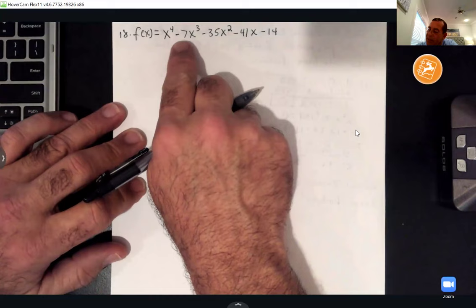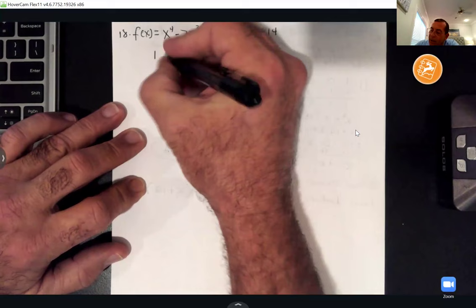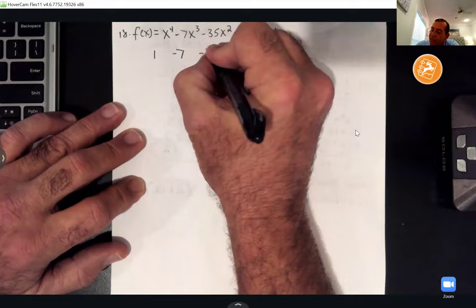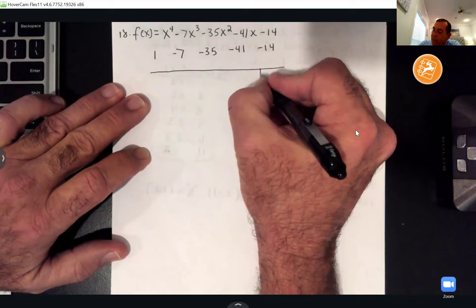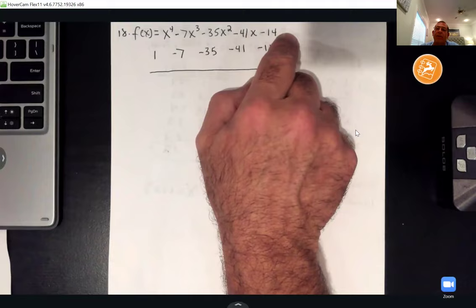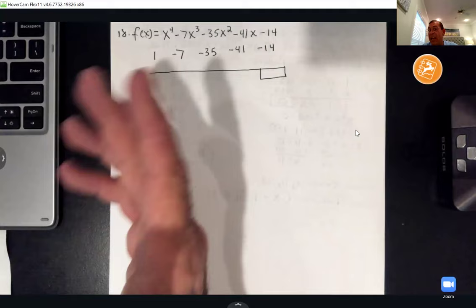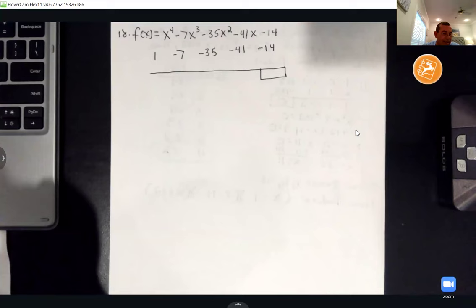So let's see if we're missing anything first. So I got my 1x to the fourth, negative 7x to the third, negative 35, negative 41, and then my negative 14. So nothing was missing on this one. So I'm going to go graph this again instead of trying to look through 10, 15 possibilities with synthetic division. I'm going to go graph this to see where this is crossing the x-axis.